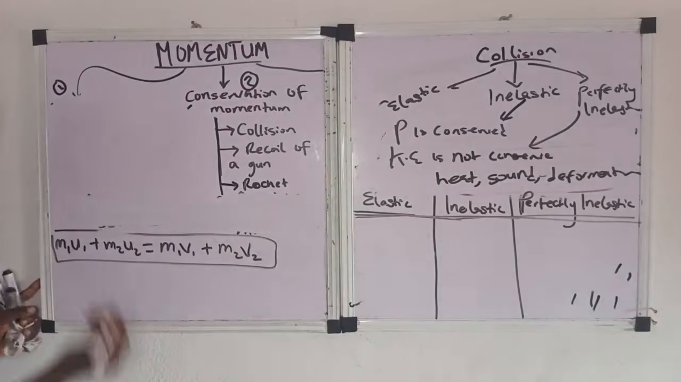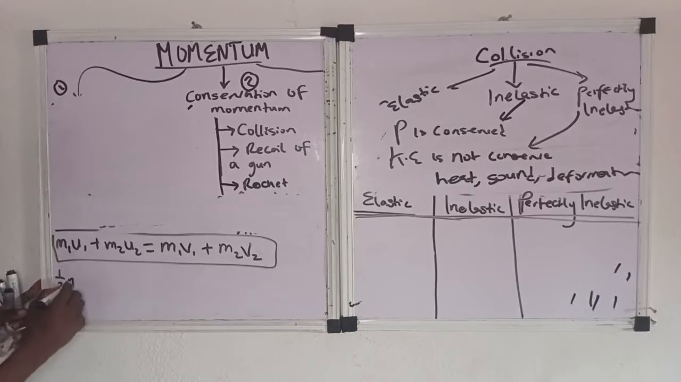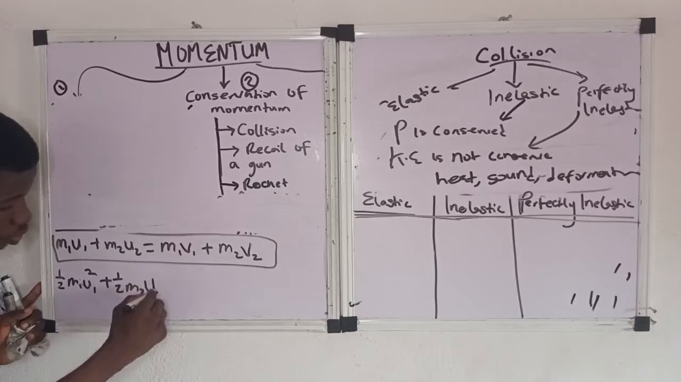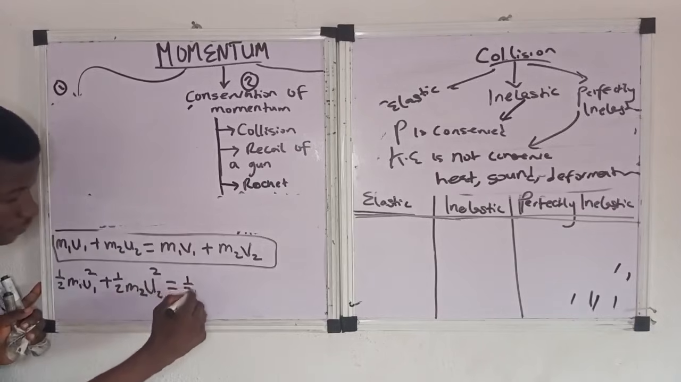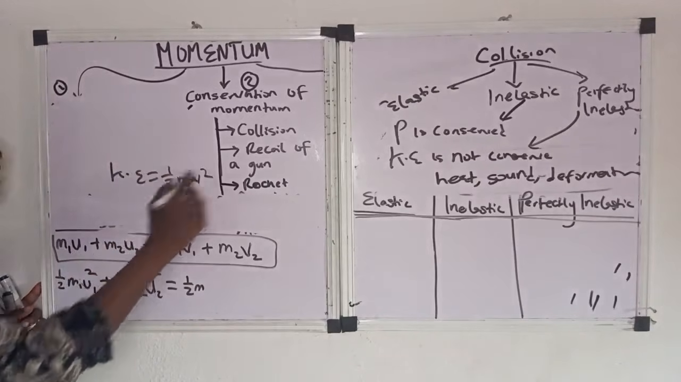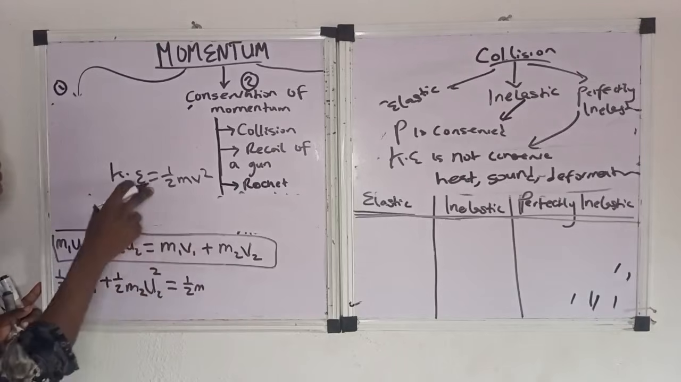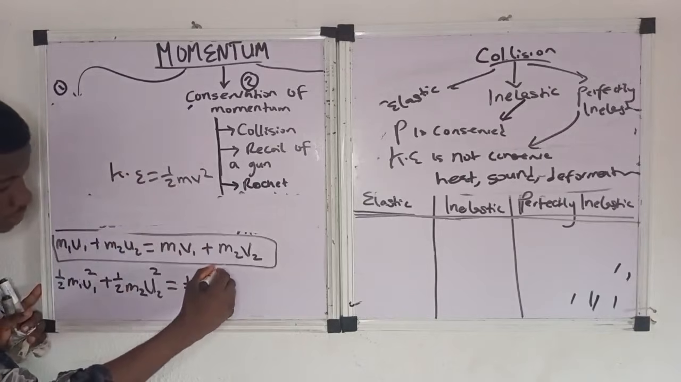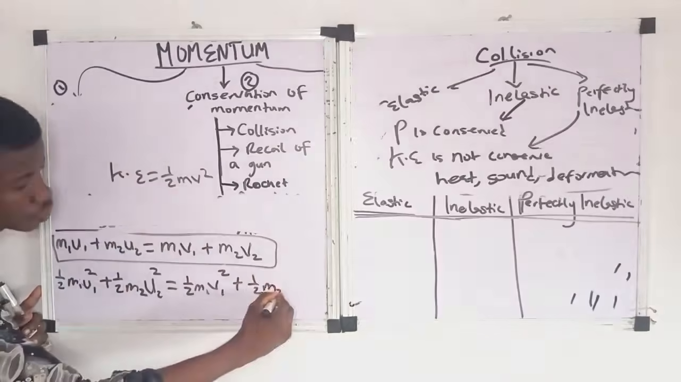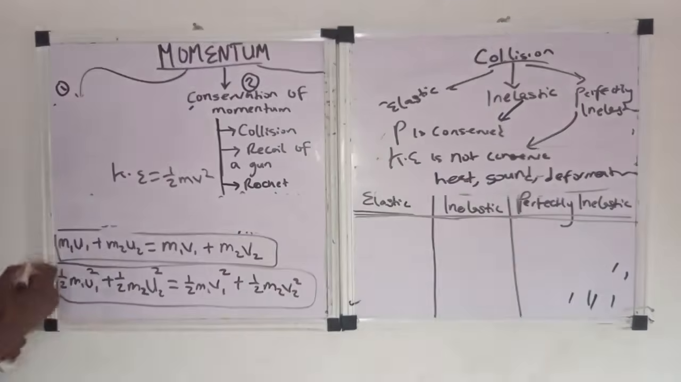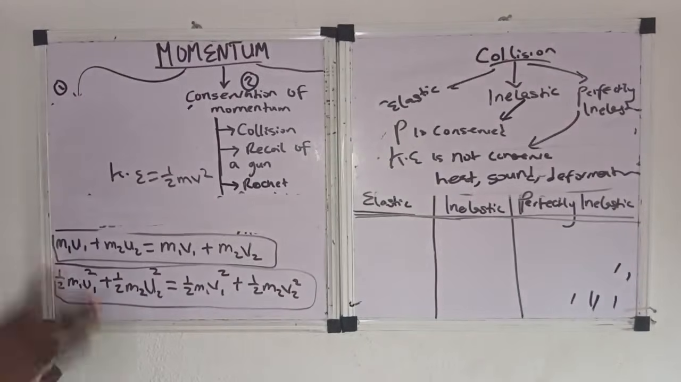Then for the kinetic energy, it will be half m1 u1 square plus half m2 u2 square, which equals half m1 v1 square plus half m2 v2 square. Remember, the formula of kinetic energy is half mv square. So we just add half and square the velocity. So this is for the kinetic energy under elastic collision.